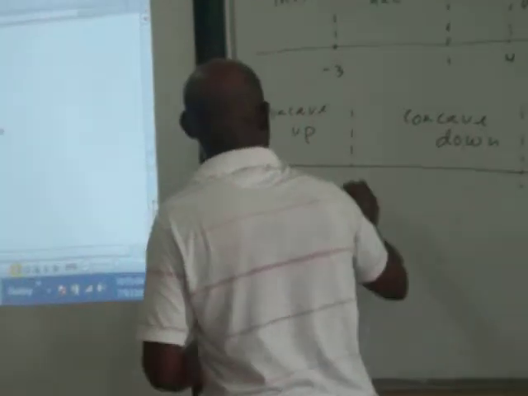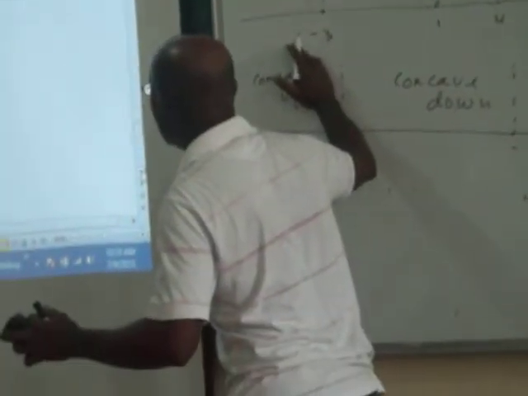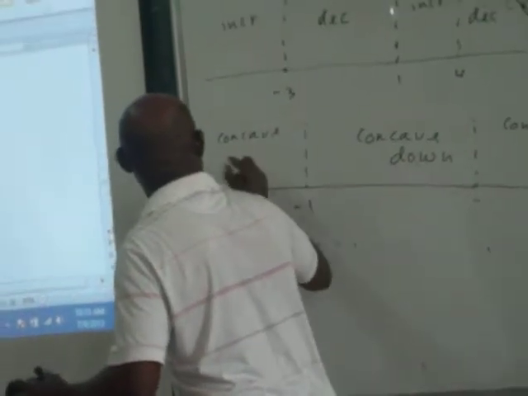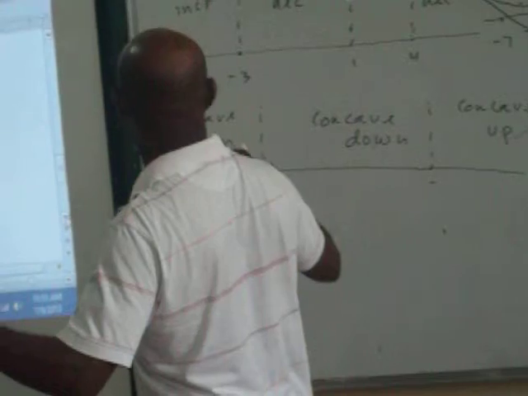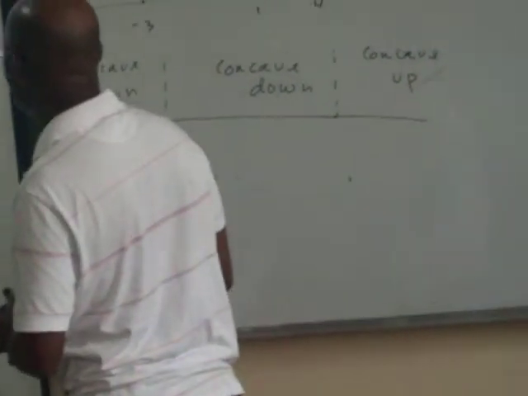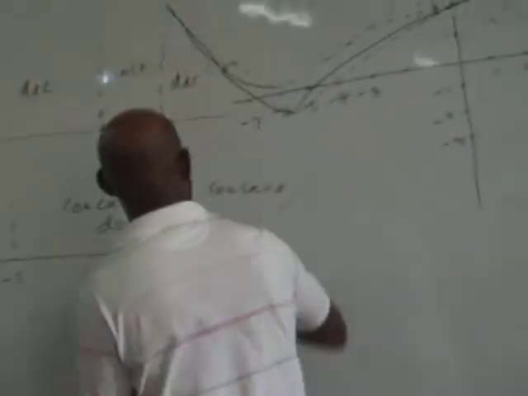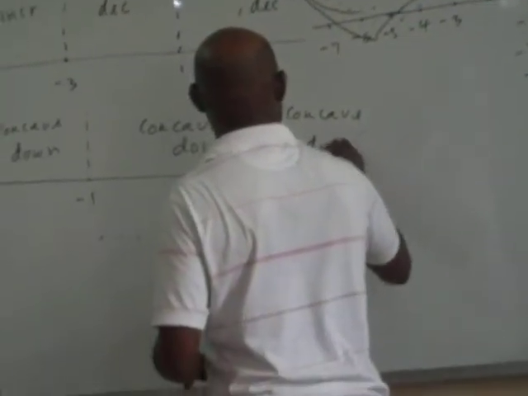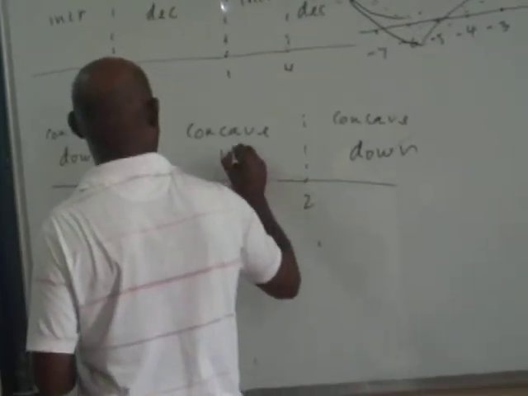concavity, from negative to negative 1. Concave down, right? Yeah, concave down. And then, coming down, it takes speed of 2. Concave down. Concave up. Concave down.